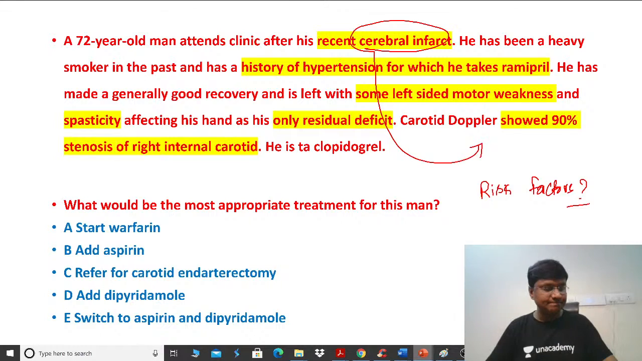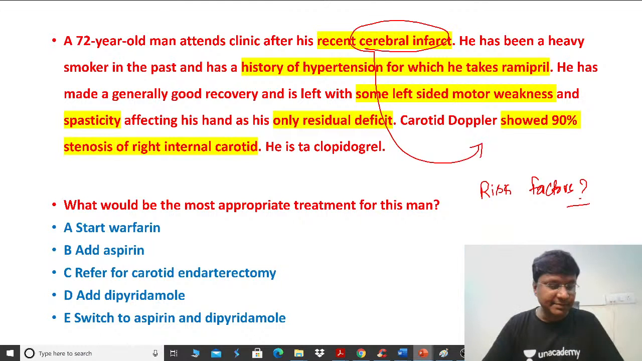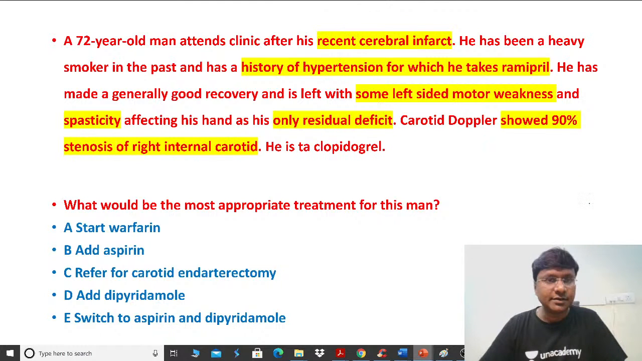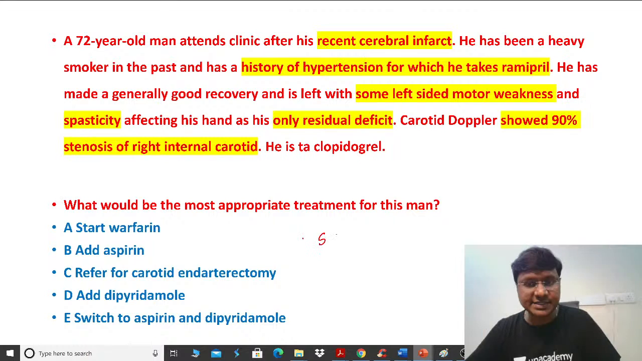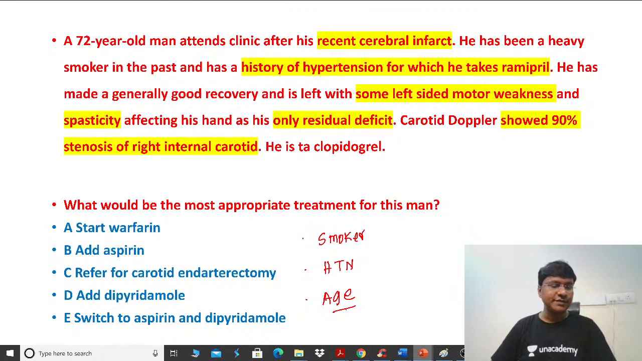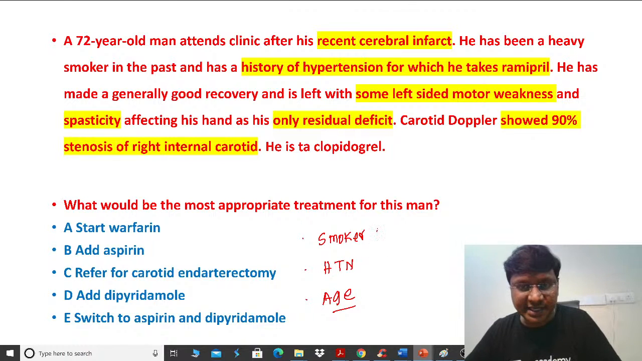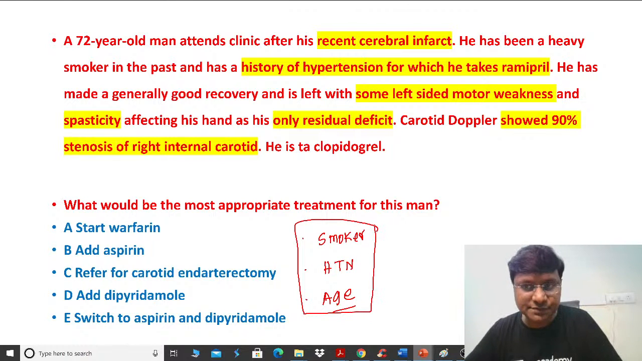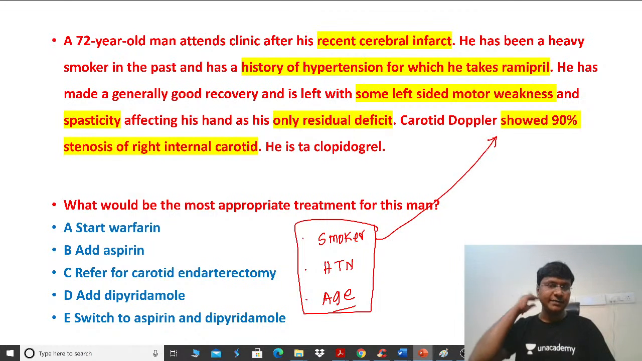Yes, quickly. Very good, Nidish Goel. Number one, the individual is a smoker. That itself is a very important risk factor. The other thing is hypertension. Very good, Raj Ravi. And the other thing is the age of the individual. These three are the important risk factors for an individual to develop carotid artery stenosis.